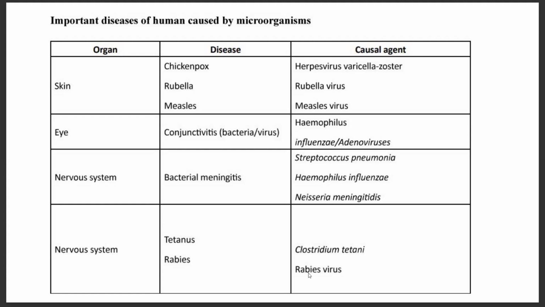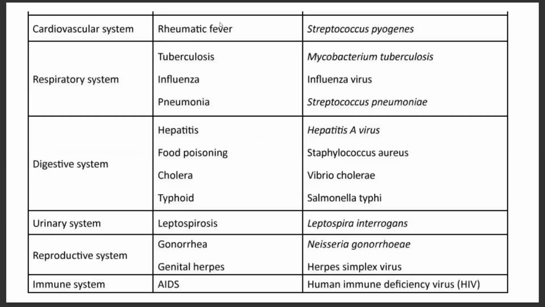Rabies, a viral disease. Rabies virus. Then rheumatic fever caused by a bacteria. It affects the cardiovascular system, blood, right? Streptococcus pyogenes. Tuberculosis affects the respiratory system. Mycobacterium tuberculosis, caused by a bacteria. Influenza virus, right? Pneumonia, again bacteria, Streptococcus pneumoniae.